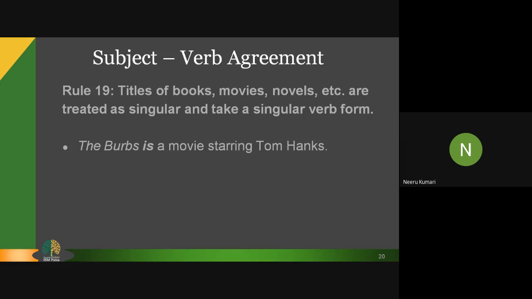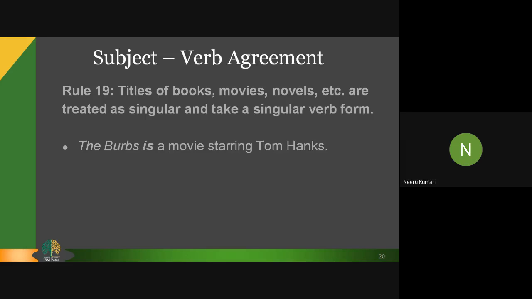Generally, people commit mistakes, but we are not talking about four brave boys. We are talking about one single movie, isn't it? What is the name of the movie? Four Brave Boys. So, based on the title, you should not get confused.